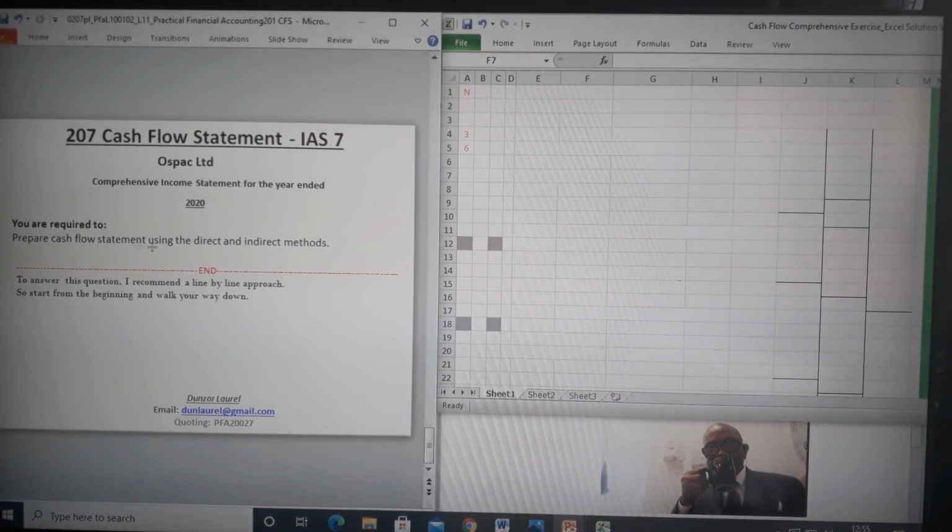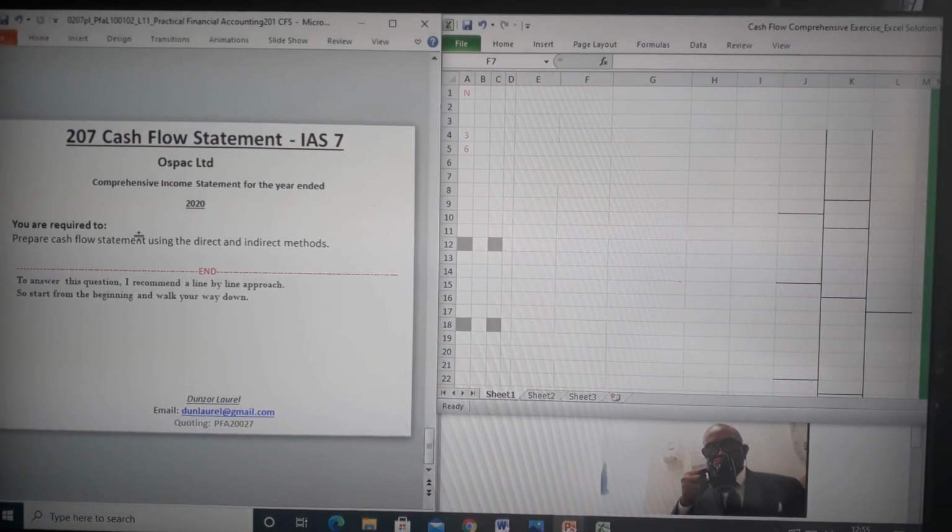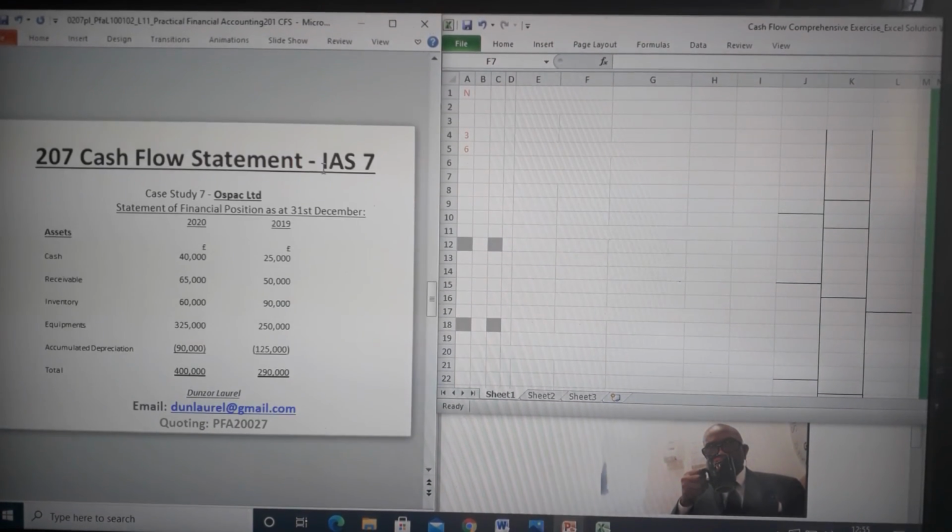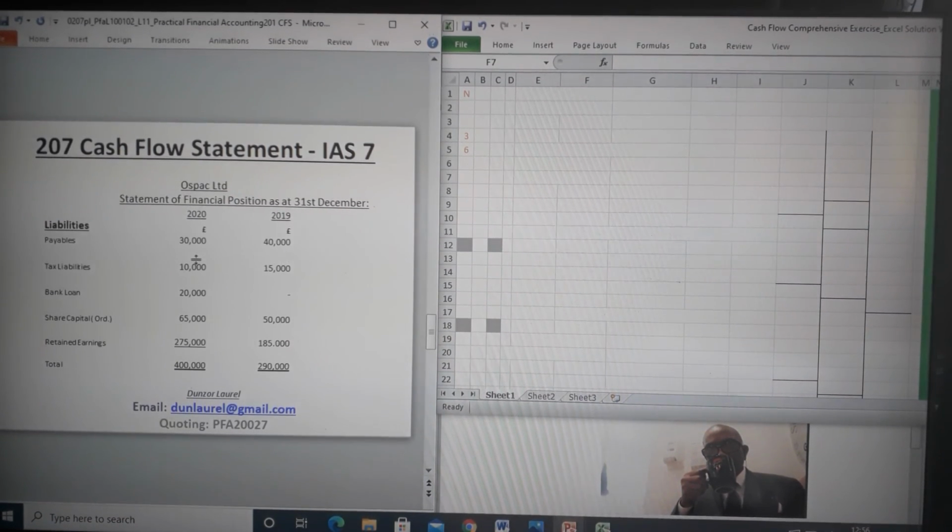Right. From this scenario, you are required to prepare the cash flow statement using the direct and indirect methods. As usual, I would recommend you use the line-by-line approach, starting from the beginning and working your way down. The beginning being where the figures start flowing, like from here. Make sure you go through them.